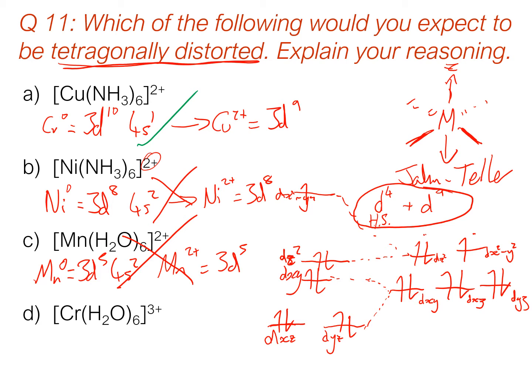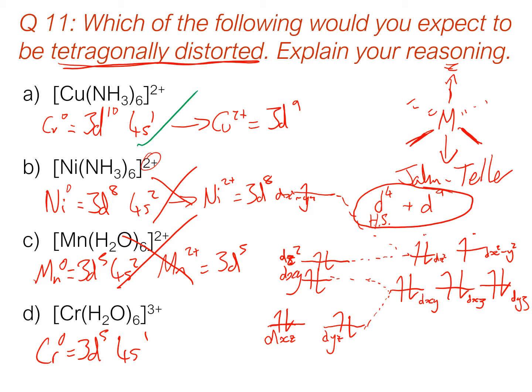Finally, chromium. Chromium, like copper, is the other one that has the exception to the Aufbau principle, 3d5 4s1. So instead of fully filling the 4s orbital first, it has 4s1 3d5 because this half-filled d orbital is much more stable.